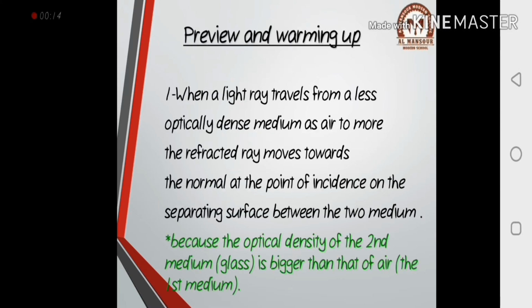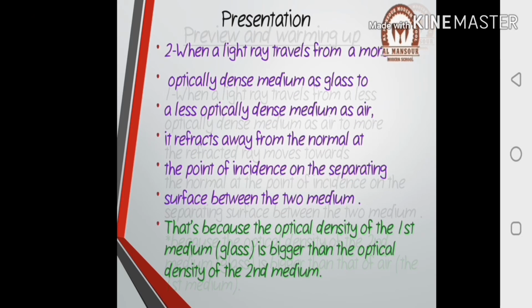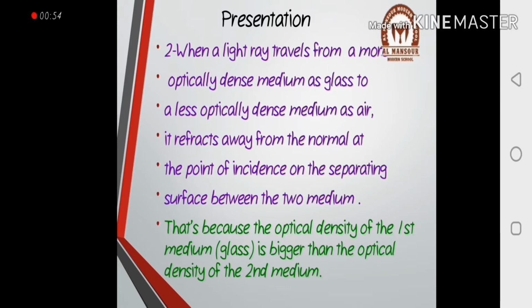In a previous video, we talked about the meaning of refraction of light and the first law of it. Before starting our lesson today, we want to remember the first law of refraction of light. When a light ray travels from a less optically dense medium, such as air, to a more dense one, the refracted ray moves towards the normal at the point of incidence on the separating surface between the two media. This is because the optical density of the second medium, such as glass, is bigger than that of air, the first one. And now we'll talk about the second law of refraction of light.